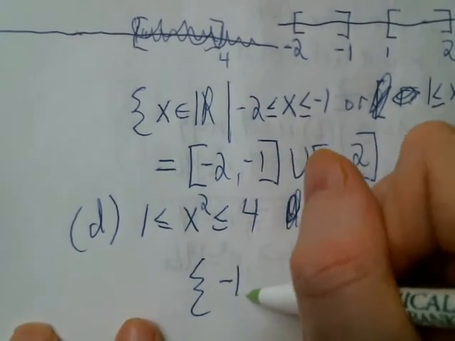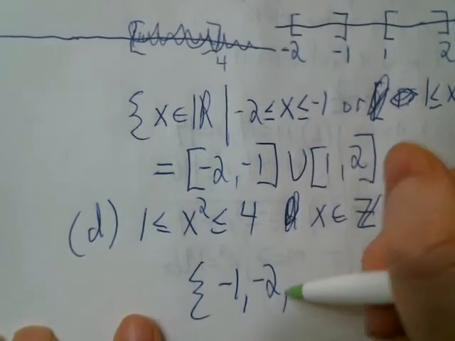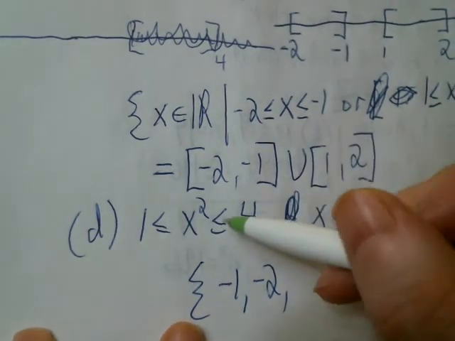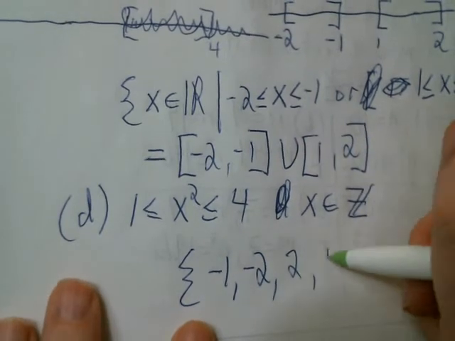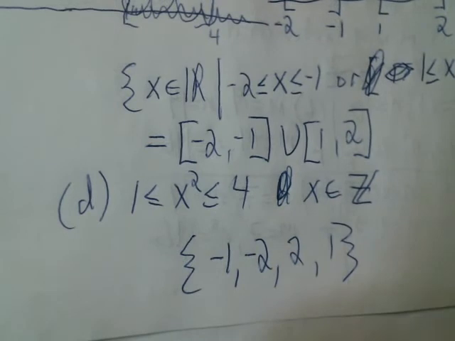So -1 would work, and then -2 would work. So -2 squared is 4, so that would be in there. 3 won't work because that would jump out. But +2 and +1 would also work. So there's our truth set. You should write them in numerical order, but this works as well.